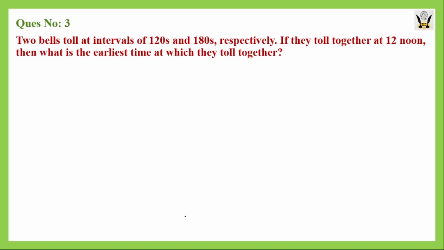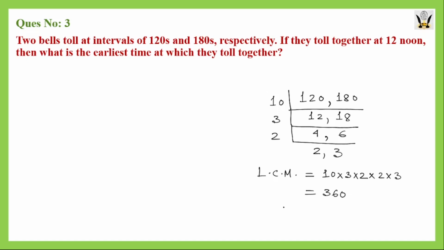And at that point of time, after 360 seconds, after 12 noon, the second bell will toll twice, because the first time it tolls after 12, it will take 180 seconds, and one more 180, so 360. So the second bell will toll twice. That means we can see here that after 360 seconds, the first bell will toll thrice and the second bell will toll twice. And how are we getting this value 360?